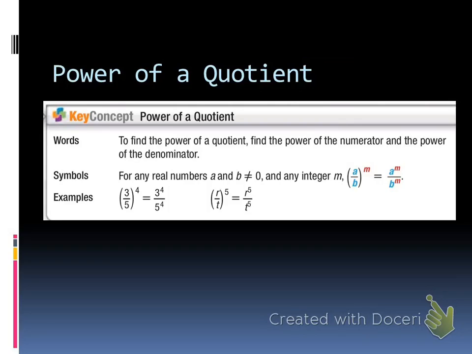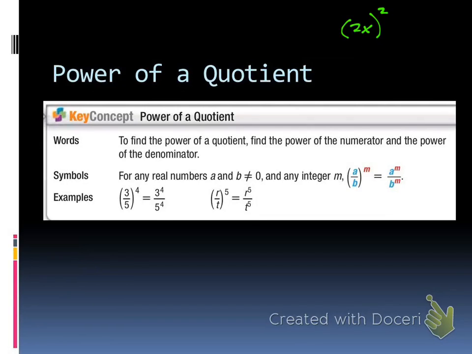Alright, next rule. It's going to be similar to the power of a product rule. It's the power of a quotient rule. Okay, so I'm going to ask you guys this. Whenever we had the power of a power rule, whenever we had 2x squared last time, you would do what? Do 2 times 2 and then x. Square the 2, square the x. You square everything inside of parentheses, right?